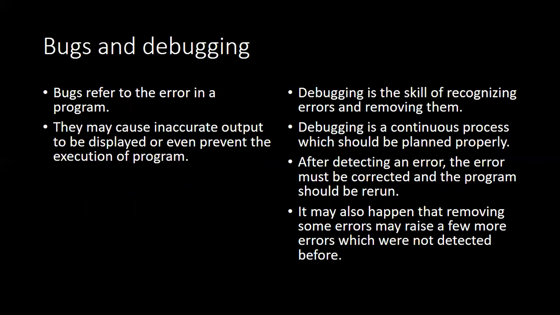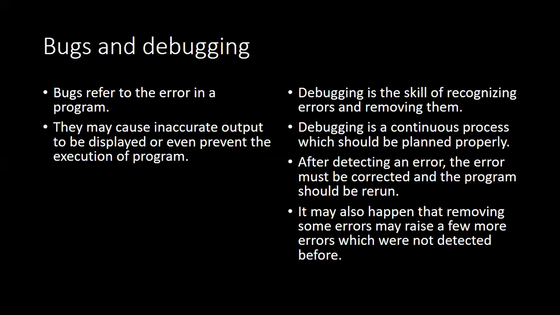of variables placed inside the program. So at the end of compiling a program, the compiler throws some errors. These errors are called bugs. But there are a lot of different bugs which may or may not be caught by the compiler, which results in inaccurate output being displayed or even prevents the execution of a program.